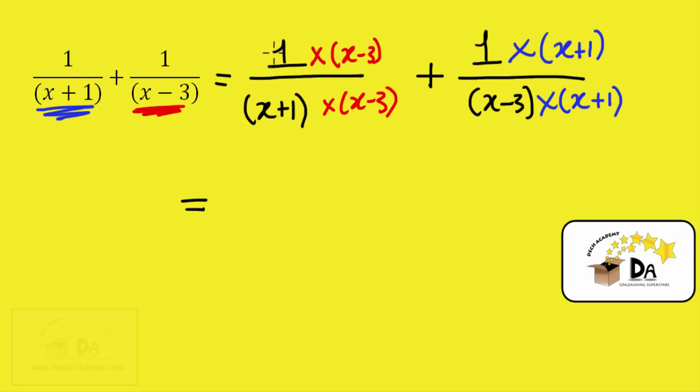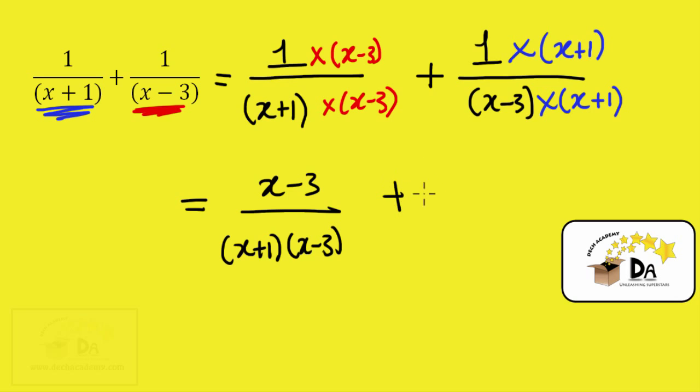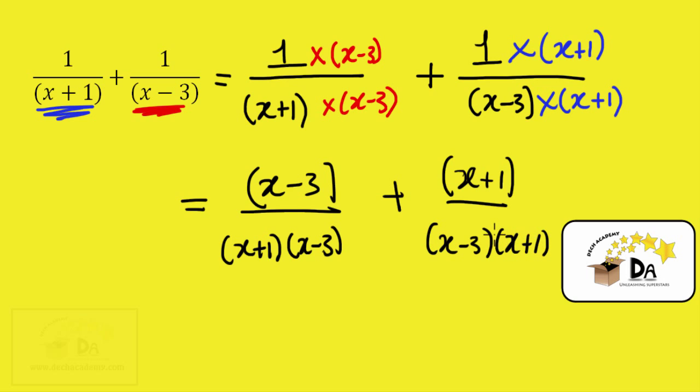And then we simplify. 1 times anything is that thing. So 1 times x minus 3 is x minus 3. Our denominator is x plus 1 times x minus 3. That's what this is. Note the addition sign. Now the next expression, the numerator is 1 times x plus 1. Now 1 times any term is that term. So 1 times x plus 1 is x plus 1. So I'm going to put this in the bracket. I'm also going to put this in the bracket. The denominator, x minus 3 times x plus 1, is x minus 3 times x plus 1. So this is what we have.